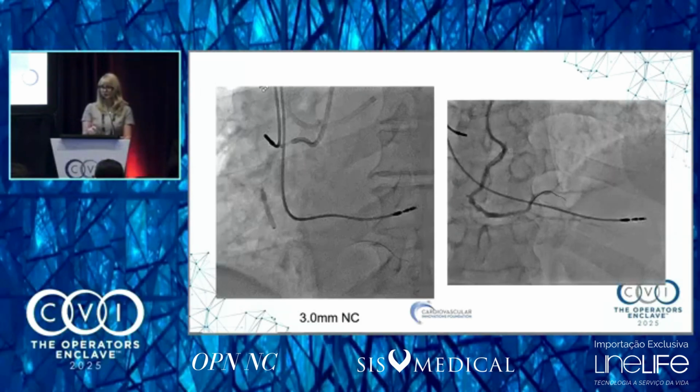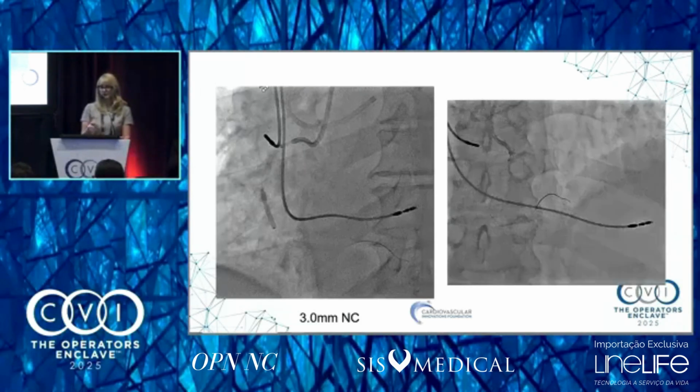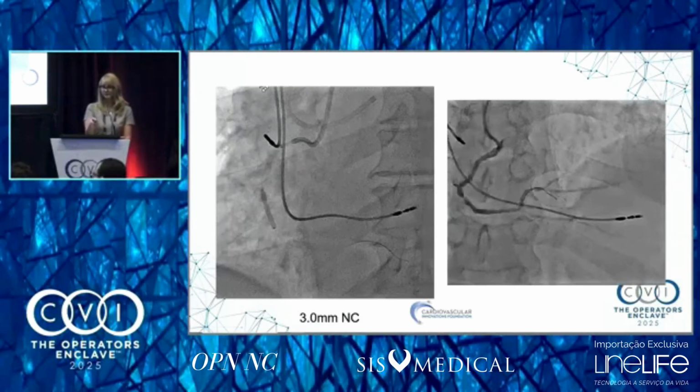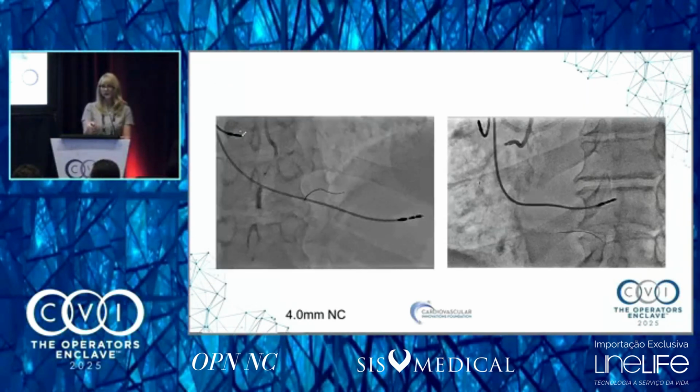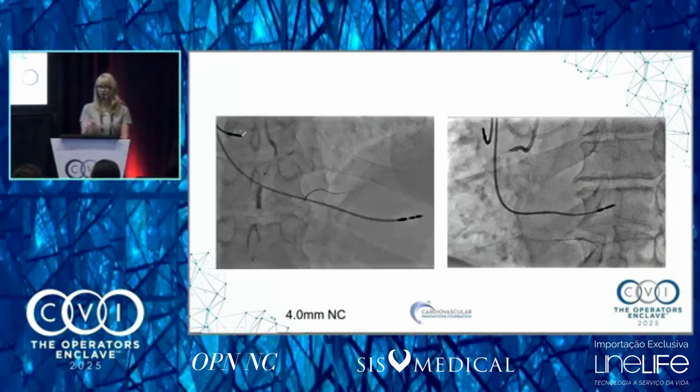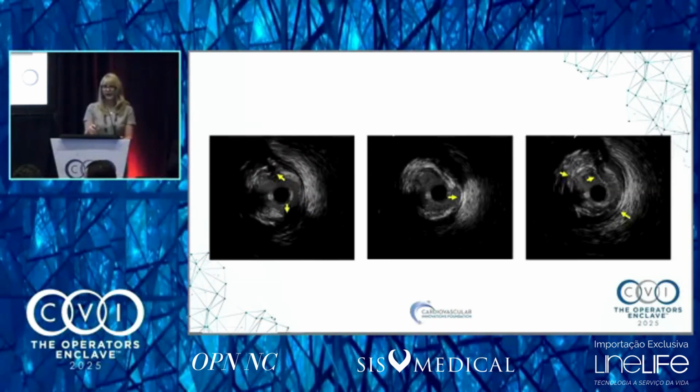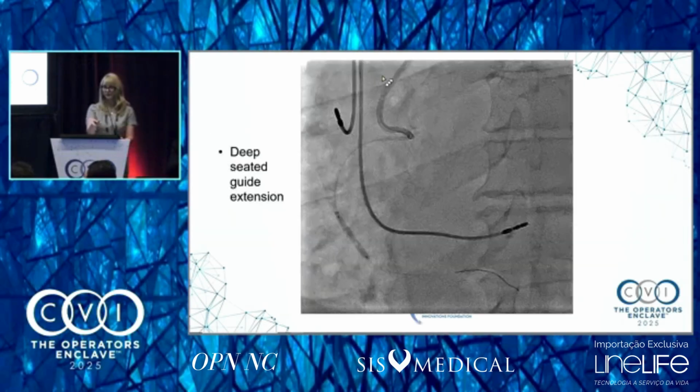And then I was able to go down with larger NC balloons, in this case initially a 3.0 NC, and this is what the vessel is looking like at this point. I then went down with a 4.0 NC throughout. And you can see again that concept of expanding cracks as we go up with these larger balloons, which are marked with the yellow arrows.